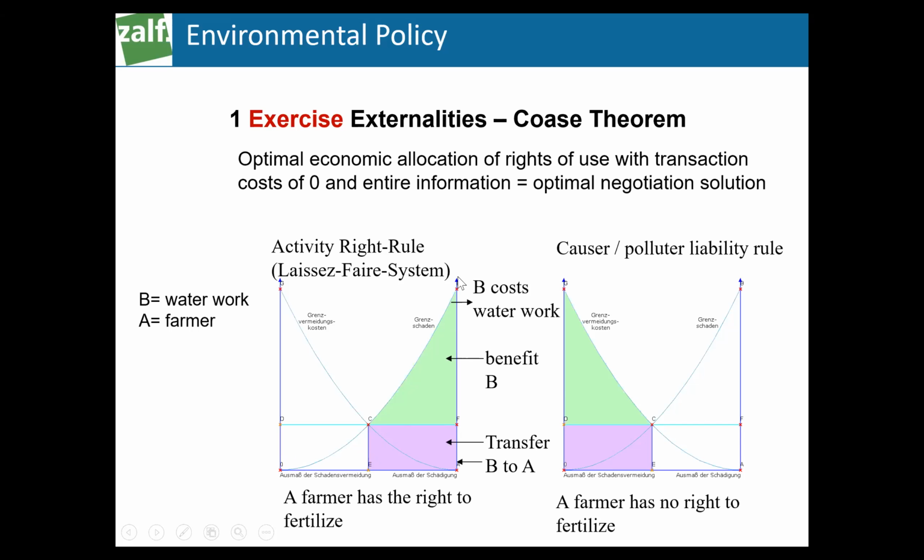If the car industry would then produce maximum, they can then reduce it by this amount, and they would have to pay this green area to the world community, because these are the costs. And the other way around, if the car industry would not have any production, but they would now increase the production of cars, they have then emissions, and then it would be exactly the other way around. They pay a compensation. You know, activity right or polluter liability rule.